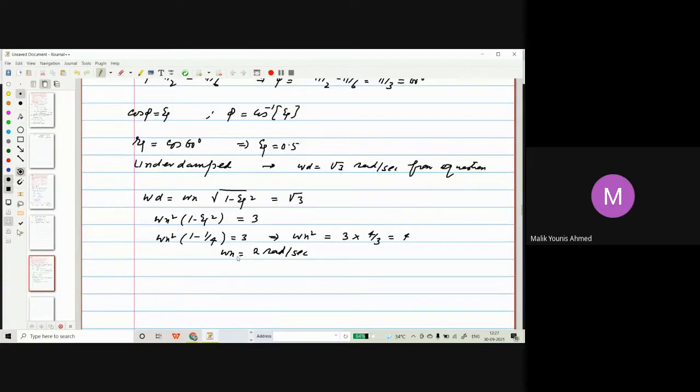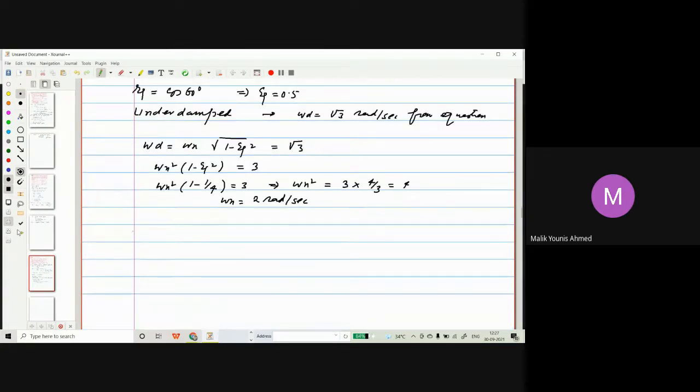Fine, up to here. So you can easily find the transfer function. Transfer function is K omega n square over s square plus 2 xi omega n s plus omega n square, because DC gain here will obviously be 1. So omega n square is 4. I will directly write all the answers.